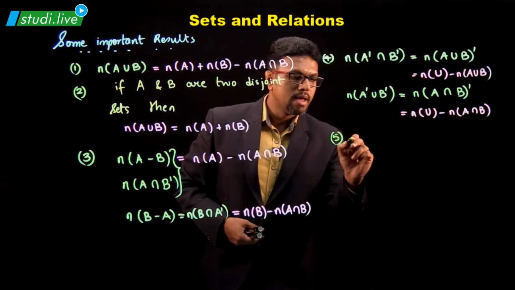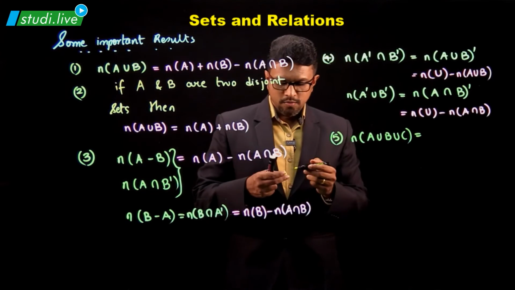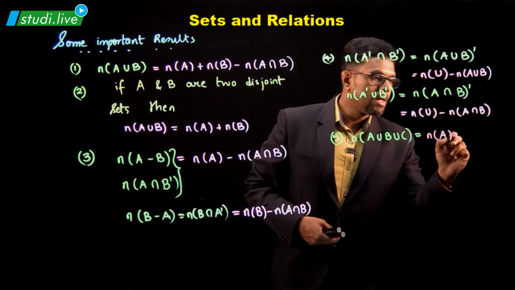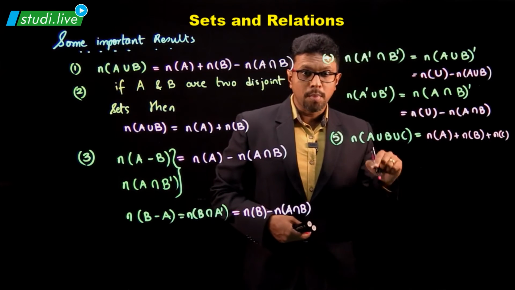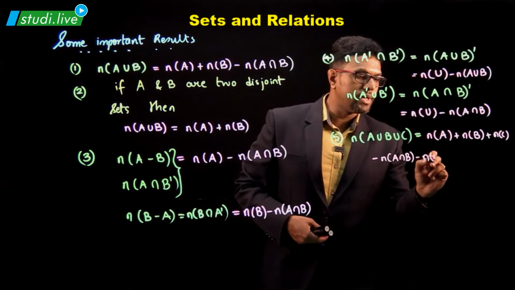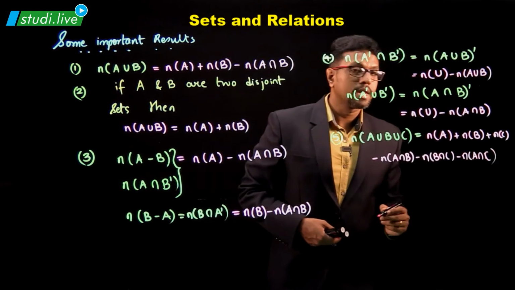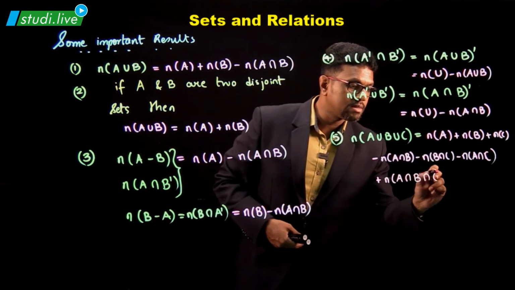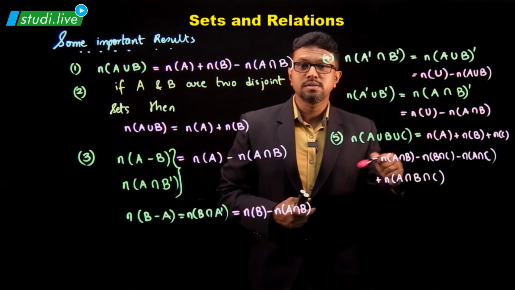This is n of A union B union C. Hopefully you remember this formula, this was done in your lower standards. So n of A union B union C is n of A plus n of B plus n of C minus n of A intersection B minus n of B intersection C minus n of A intersection C plus n of A intersection B intersection C.